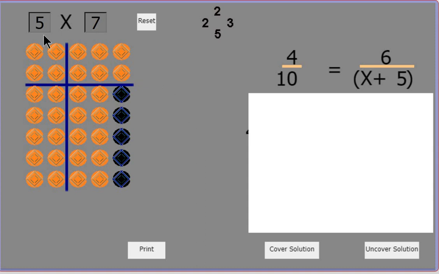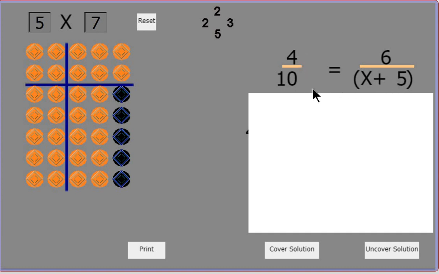The number of discs filling the area above the horizontal axis correspond to the numerators of the equation over here to the right. And the number of discs below the horizontal axis correspond to the denominators in this equation.